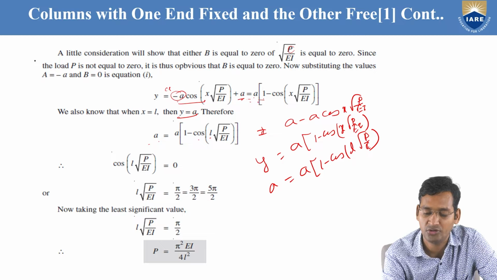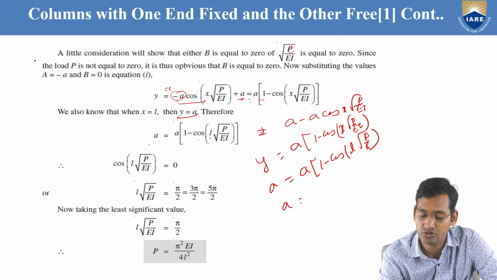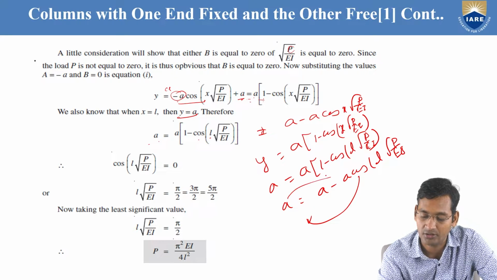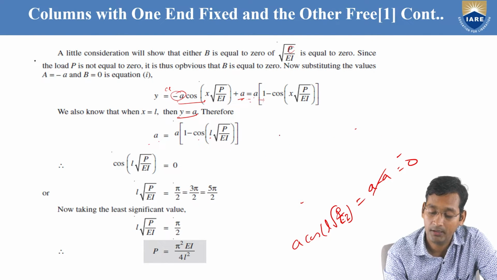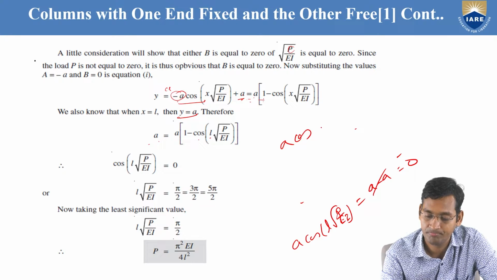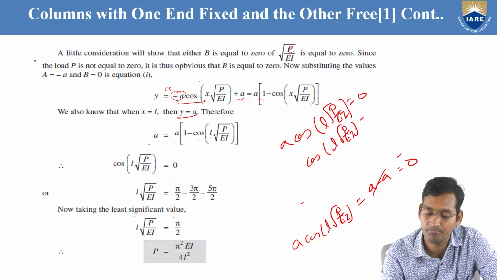Let's expand, or no need to take common here also, without that also you can do. So a equals a minus a cos L root P by EI. So from here, take this to this side and this to this side. So a cos L root P by EI is equal to what? a minus a, that is 0. Okay, so now a cos L root P by EI is equal to 0, means cos L root P by EI equals 0.